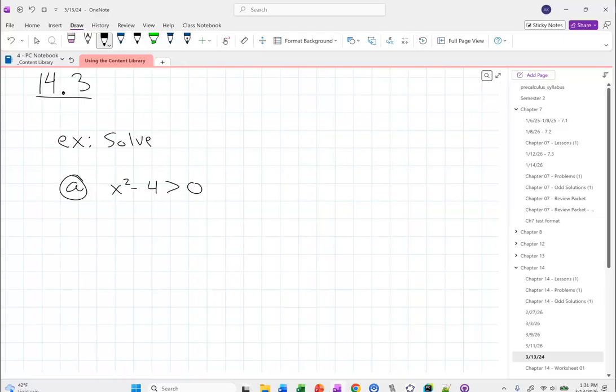To figure out the intervals, I'm gonna draw a sign diagram. S-I-G-N, sign diagram. To draw my sign diagram, I need to get two things to start. I need the zeros, the solutions to the equation, and any places where the function is undefined.